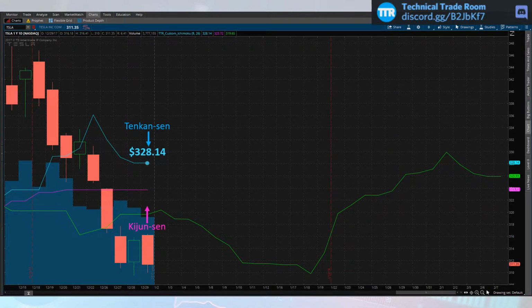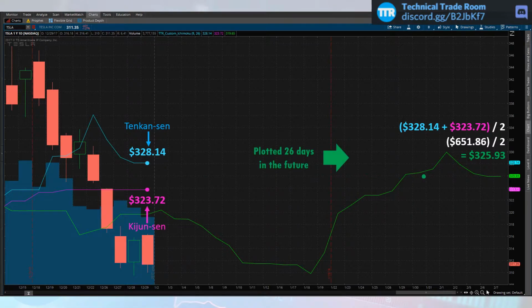The Tenkan here is $328.14, while the Kijun is $323.72. If we add these two values together, then we get $651.86. If we then divide that number by 2, we then get a value of $325.93, which is the middle point between the Tenkan and the Kijun, and it's also our value for the Senko Span A. This value is then plotted 26 periods into the future, as seen on the far right of the chart.